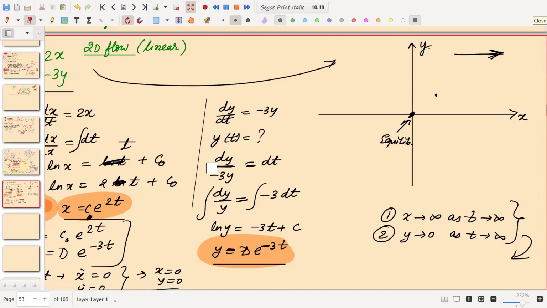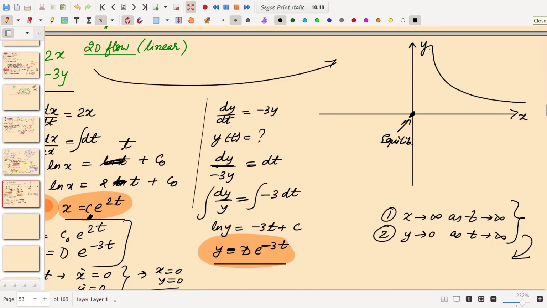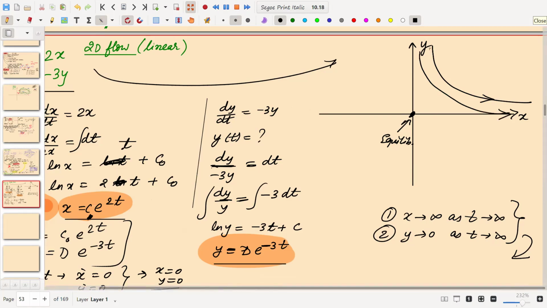I'm giving you a visual intuition. So how should it look? Does it look like this? Do you agree? Yes, why? Because along each of these directions, y is exponentially decreasing, whereas x is exponentially increasing and moving towards infinity. But at the same time, y is converging to 0, right? Do you agree? Fine.